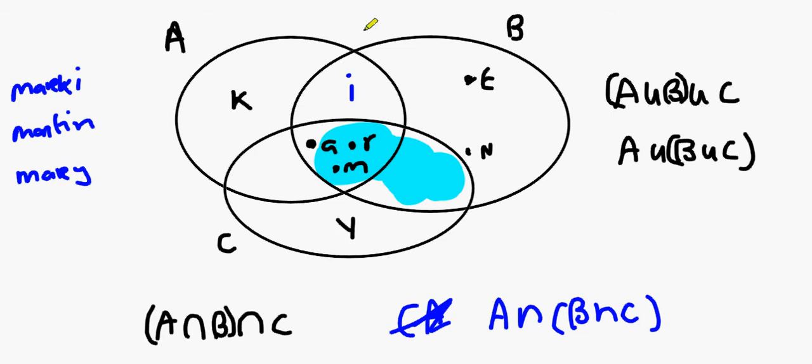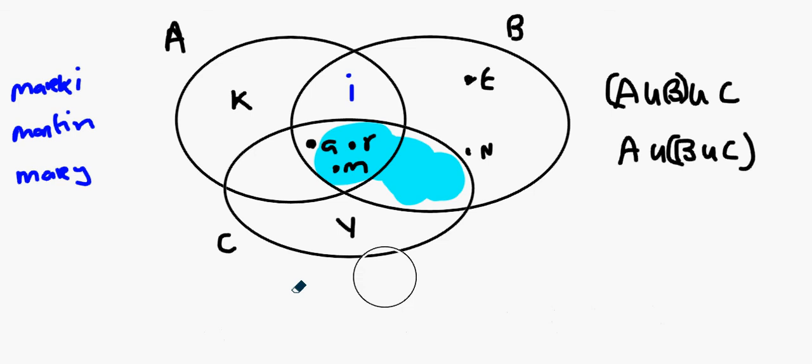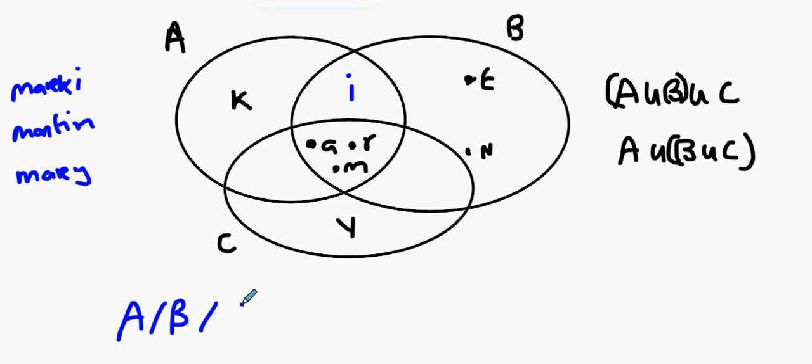Let's try the other one. Okay, let's try this one out. I think this one will work. I think this one won't work more so. Okay, everybody look at this: A less B less C. Everybody ready? What does A less B mean?